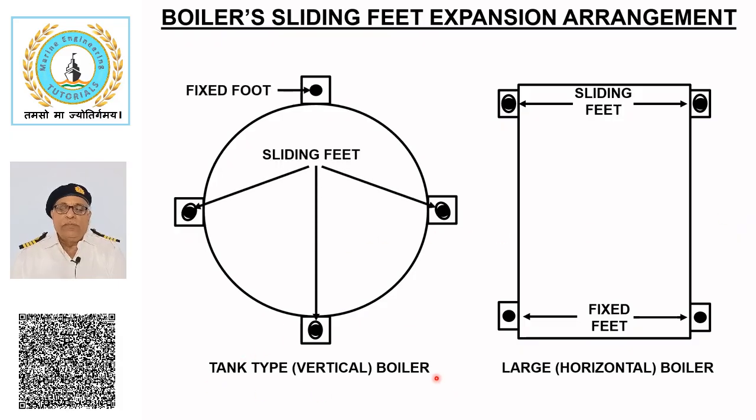Tank type boilers on motor vessels have one fixed foot and three sliding feet to allow for expansion. Bracing stays provided to support boiler against rolling and pitching are attached in a similar way such that boiler is free to expand. This completes our study of different types of tubes used in boilers, methods of their attachment and boiler sliding feet expansion arrangement.